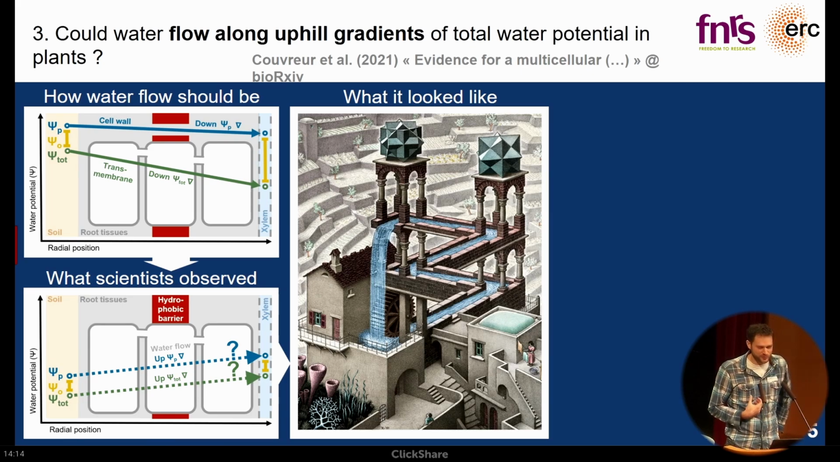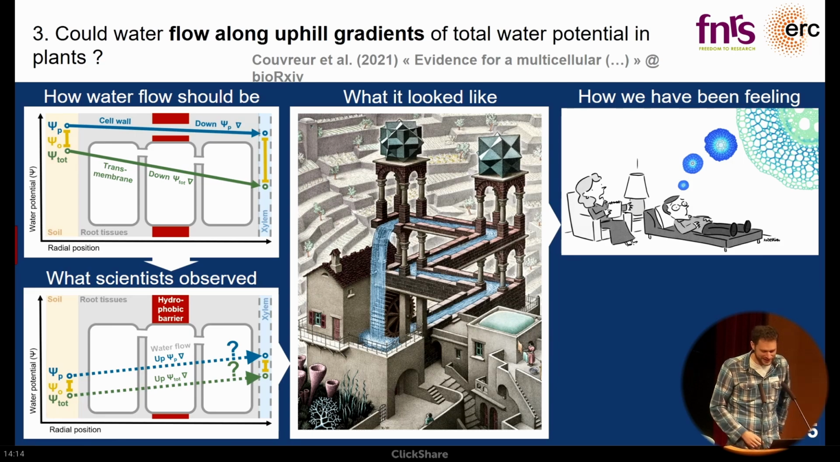And what was the most confusing is that when I tried to reproduce this experiment with my model, my model was actually predicting also this uphill gradient of water flow, even though I just put the laws of physics from the cell scale. So yeah, it really left me completely wondering what was going on with my own work.